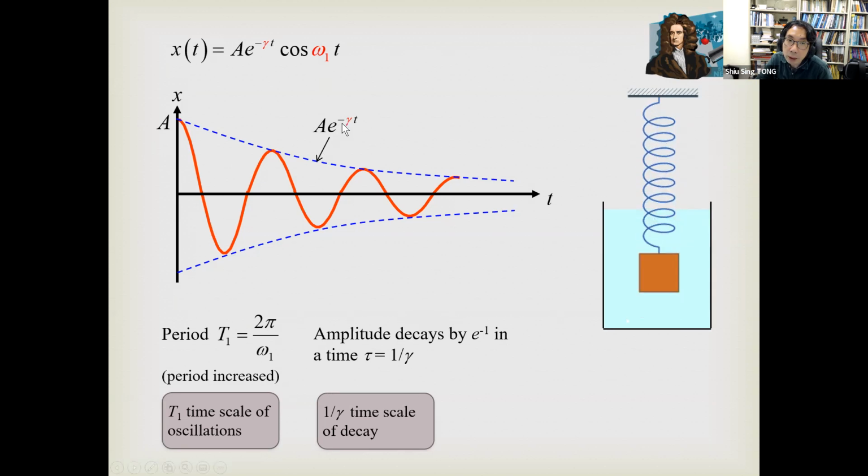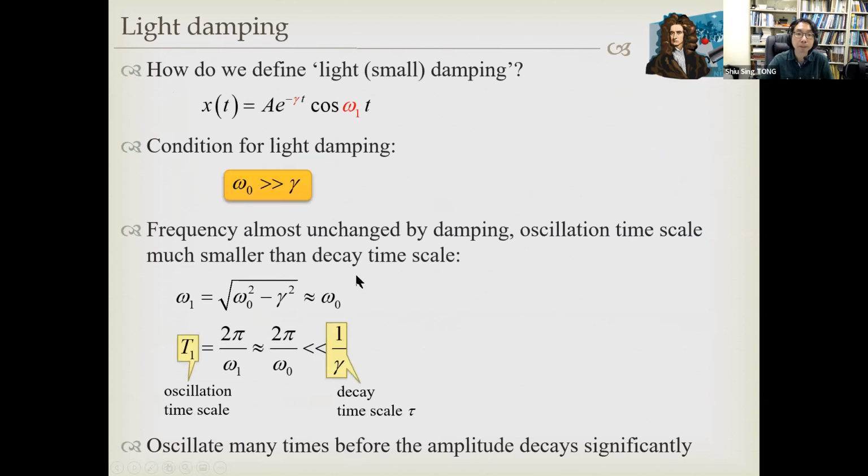And it is useful to characterize the time scale for the decay by the time tau. The time tau is defined as 1 over gamma. At this time, the amplitude will go to e to the power minus 1 of its initial value. So this 1 over gamma is a time scale for the decay. Okay. So we should define what is light or small damping. Light or small damping is defined as omega naught much larger than gamma. Now, why is it so?